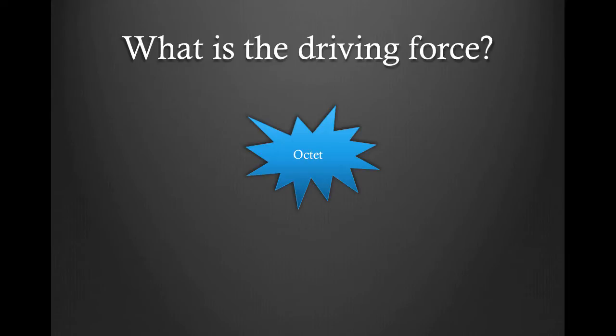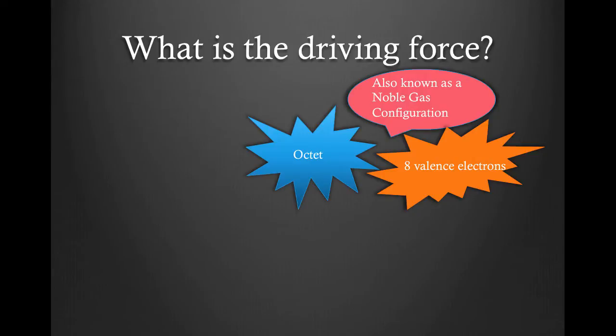Our next question is, what is the driving force behind forming ionic bonds in the first place? Well, we know that an octet of valence electrons means stability. And these 8 valence electrons are also known as a noble gas configuration. So if we anthropomorphize the atom, they are all jealous of a noble gas configuration.